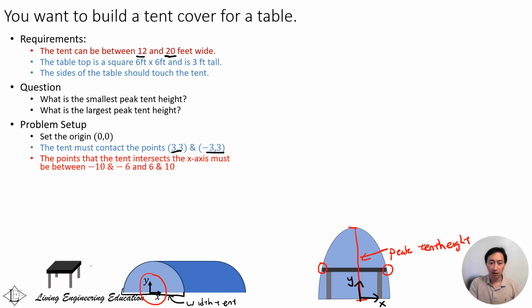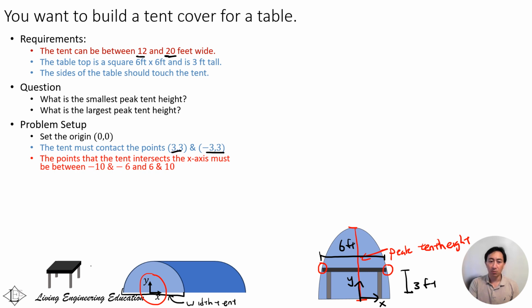So with that, we can see that (3, 3) and (-3, 3) are the two points where the table will be touching the quadratic equation tent. So that's nice, and we know that because the table is 3 feet tall and the table is 6 feet wide. So if it's 6 feet wide and we split it down the center, then it's going to be plus 3 on one side, negative 3 on the other side. So that's how we define those points.